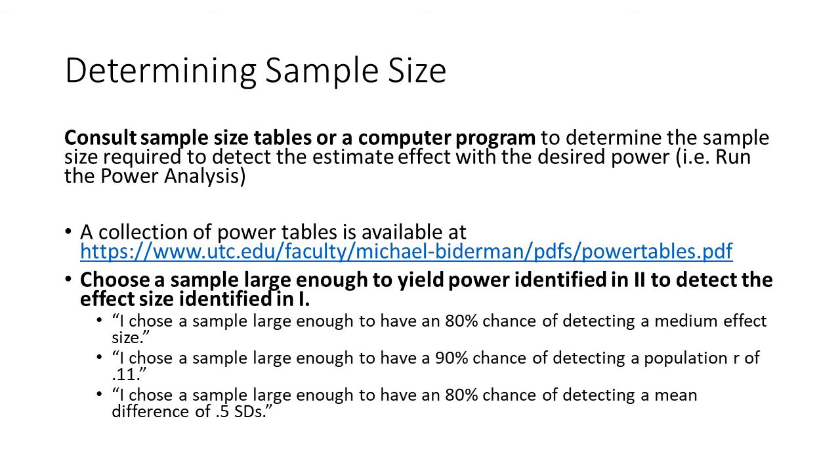Or if you want to have a sample large enough to have a 90% chance of detecting a population R of 0.11, R is going to be a small correlation, so go to a small correlation on the table, go to 90% power and see what number they both show you. And that's going to be how many participants you actually need.